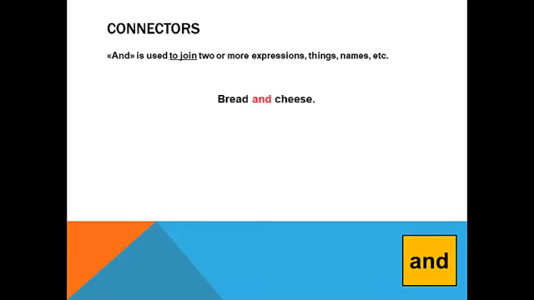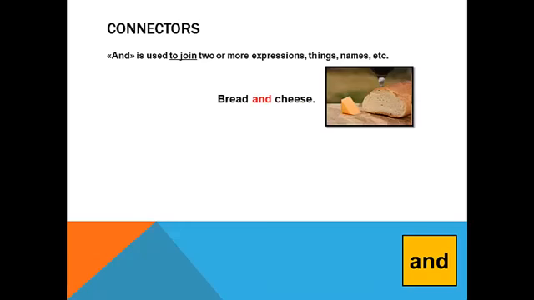Let's see some examples. Bread and cheese. As you can see in this example, we are basically joining two objects, bread and cheese. Let's continue with the following example. I am making the beds and Claire is cleaning the bathroom.